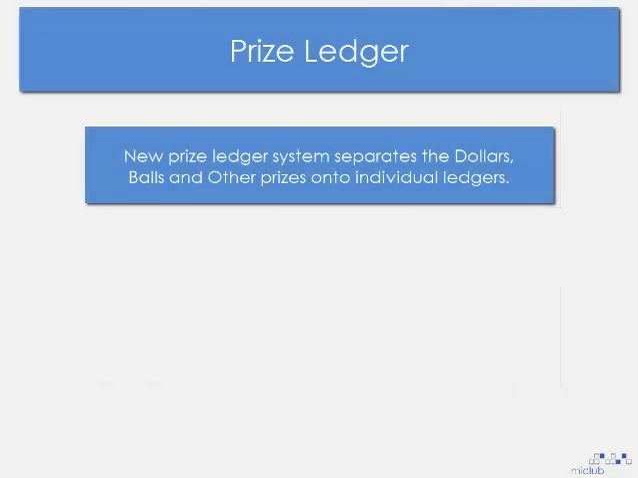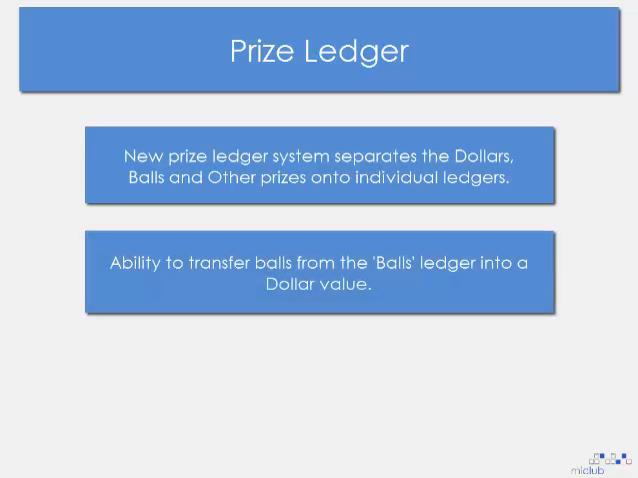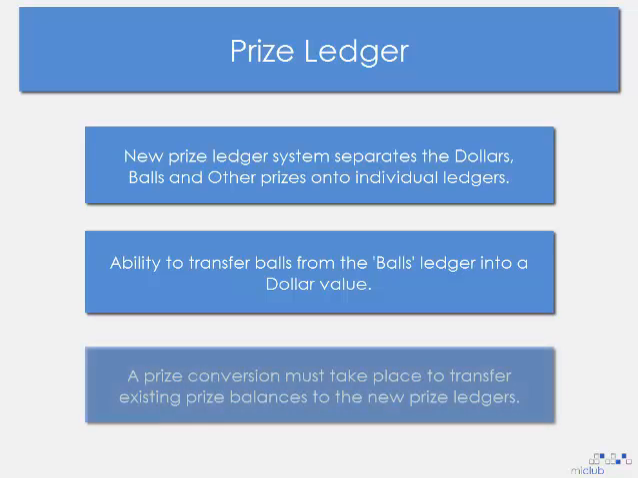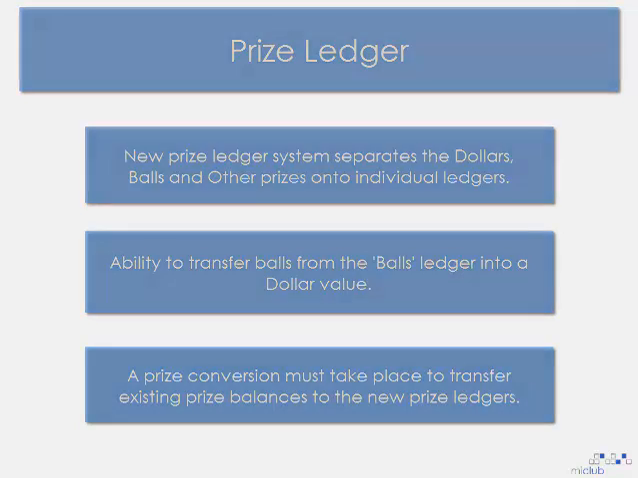The new prize ledger system separates the dollars, balls, and other prizes onto individual ledgers. There is also the ability to transfer balls from the balls ledger into a dollar value, but please be aware a prize conversion must take place to transfer all old balances onto the new prize ledger system.